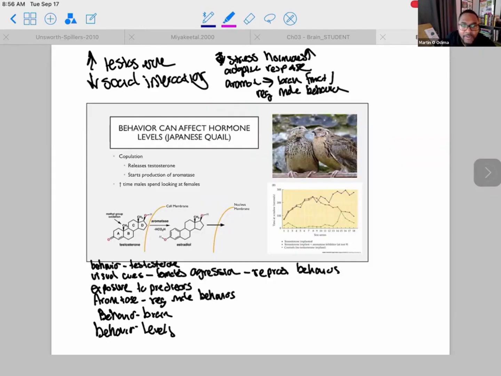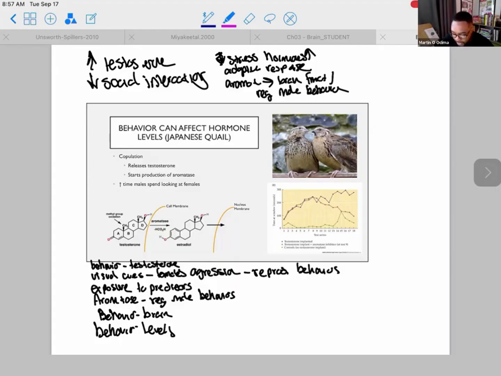All right, so the next example that I'm going to show you is with the Japanese quail. Please excuse my writing. My writing is really messy. These are just notes that I took as I was looking at this slide. Behavior can affect the hormone levels of Japanese quails. And one thing they looked at for this study was copulation. When different quails are paired, there's different effects when it comes to the chemicals in their brains.